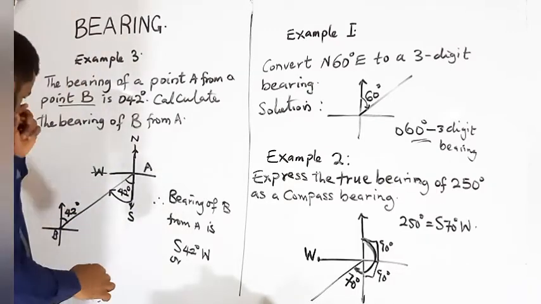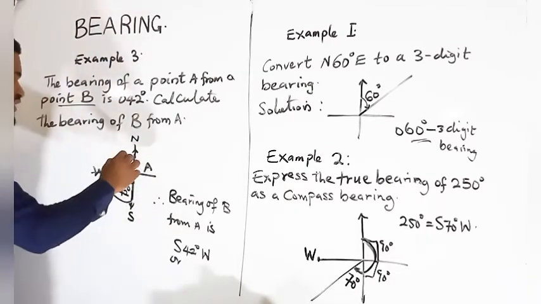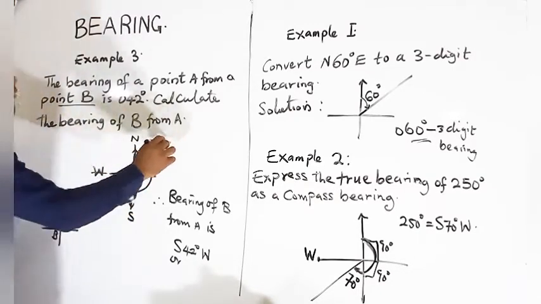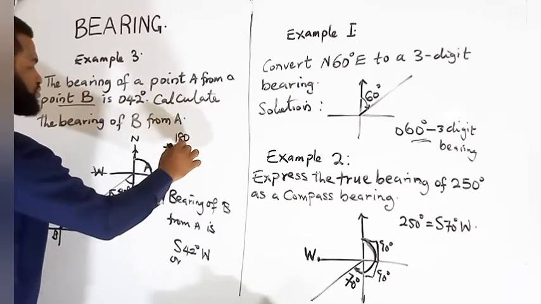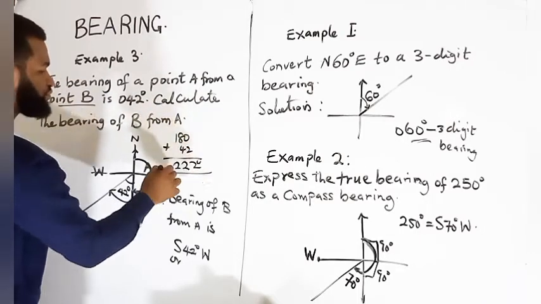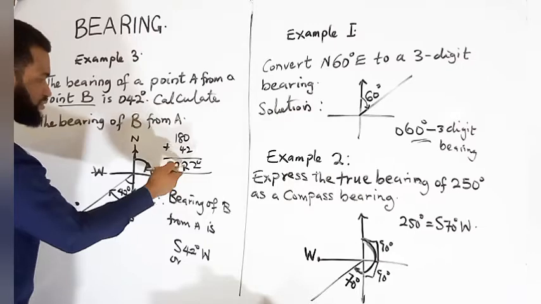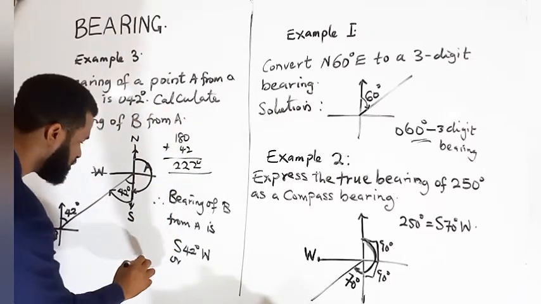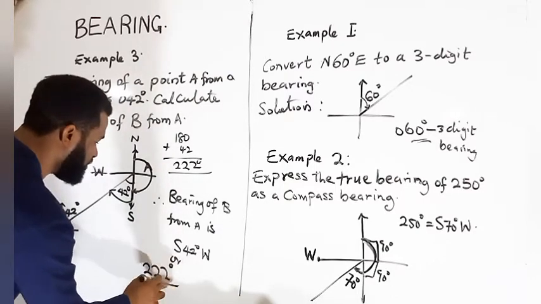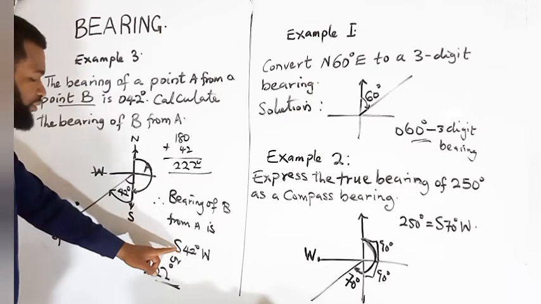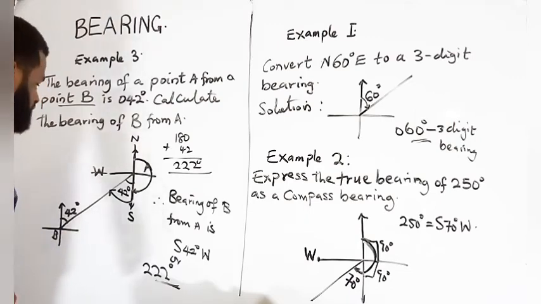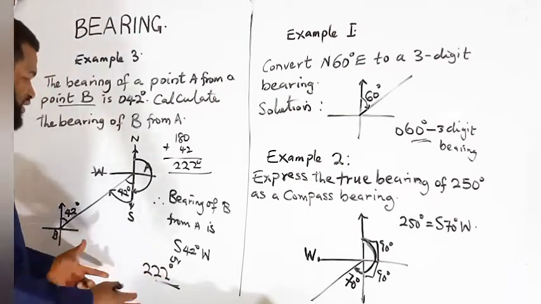Or if I want to convert this to a 3-digit bearing, what do I do? I will start from the north. This is 180 plus 42. 180 plus 42 is 222 degrees. So it's either south 42 degrees west, which is the bearing of B from A, or you have it as 222 degrees. That is how to solve it.